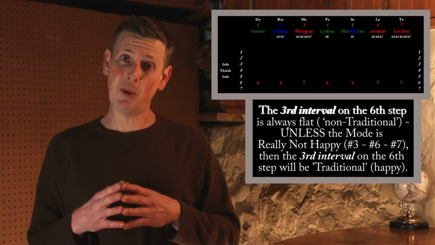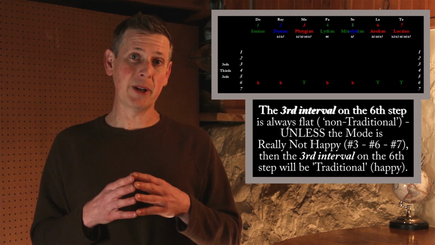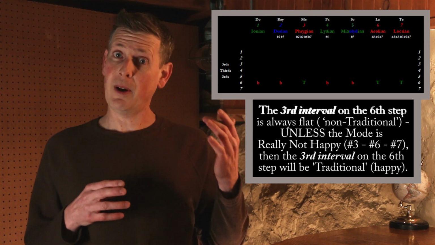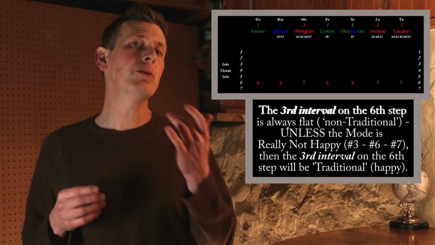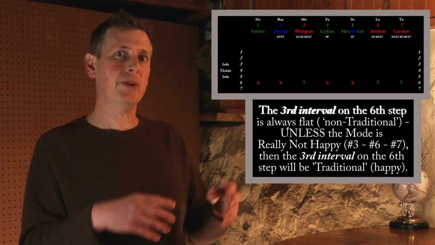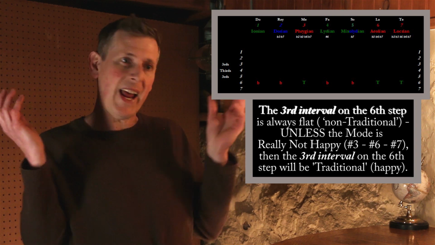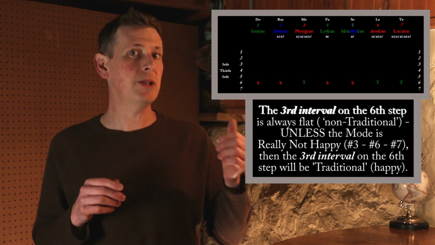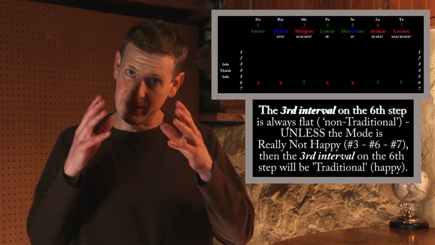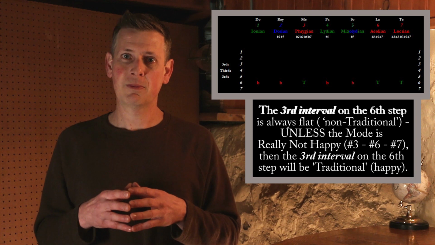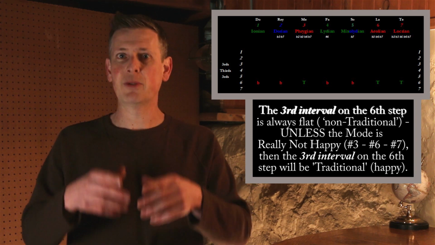So please let me say it one more time. Whenever you're doing the intervals of thirds on the sixth step of that mode, when you go to do your interval third, just think of it as being flat, non-traditional, negative. The 6 is just an angry number unless the mode is really not happy, 3, 6, or 7. In that case, the traditional interval, the third, will be used. It's a wild concept. Get used to it.